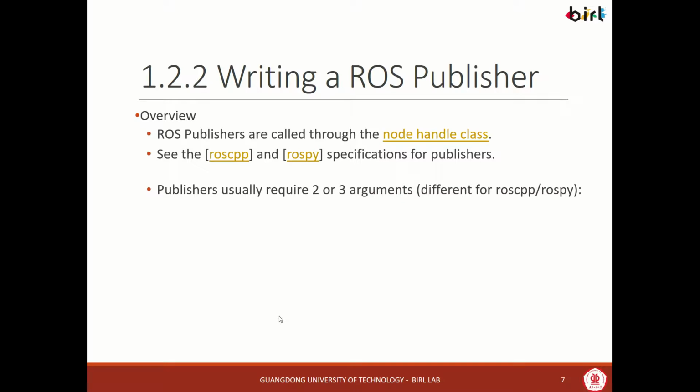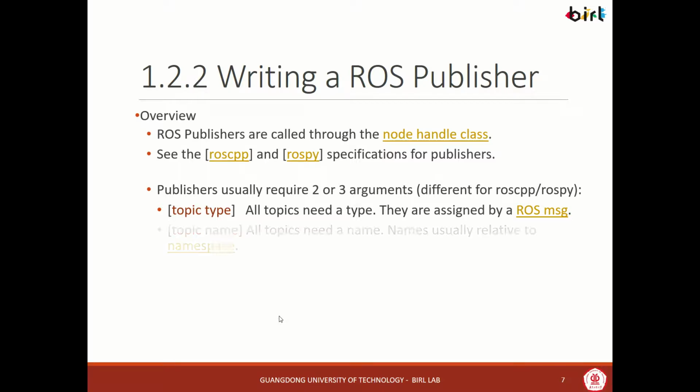Now, we'll look at code in a second, but just let me introduce it. When we create a publication node or a publication object, we'll need 2 or 3 arguments, depending whether we're using C++ or Python. These 2 or 3 arguments provide the following information. We first need to say, what is the type of the topic? All topics need a type. These are the message types. And so we need to assign a ROS message. From our previous example, we were using geometry messages range stamped. So we would say this topic is carrying this kind of message or this kind of data.